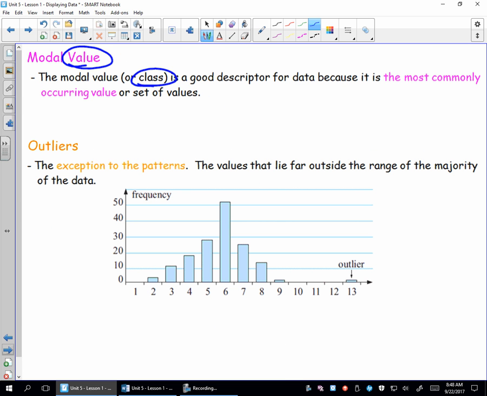And the last thing is outliers. Outliers are our exception to the pattern, the things that don't fit with the rest of this. If I look at this graph right here, all my data is sort of right here. It's kind of symmetrical, except for this one. That one's way far away from everything else. That piece of data is an outlier. Maybe this is the number of hours of sleep you got last night. 2 hours, 3 hours, 4 hours, so on. Well, one person got 13. They're an outlier. They went to bed real early, right? They don't fit with the rest of the pattern.